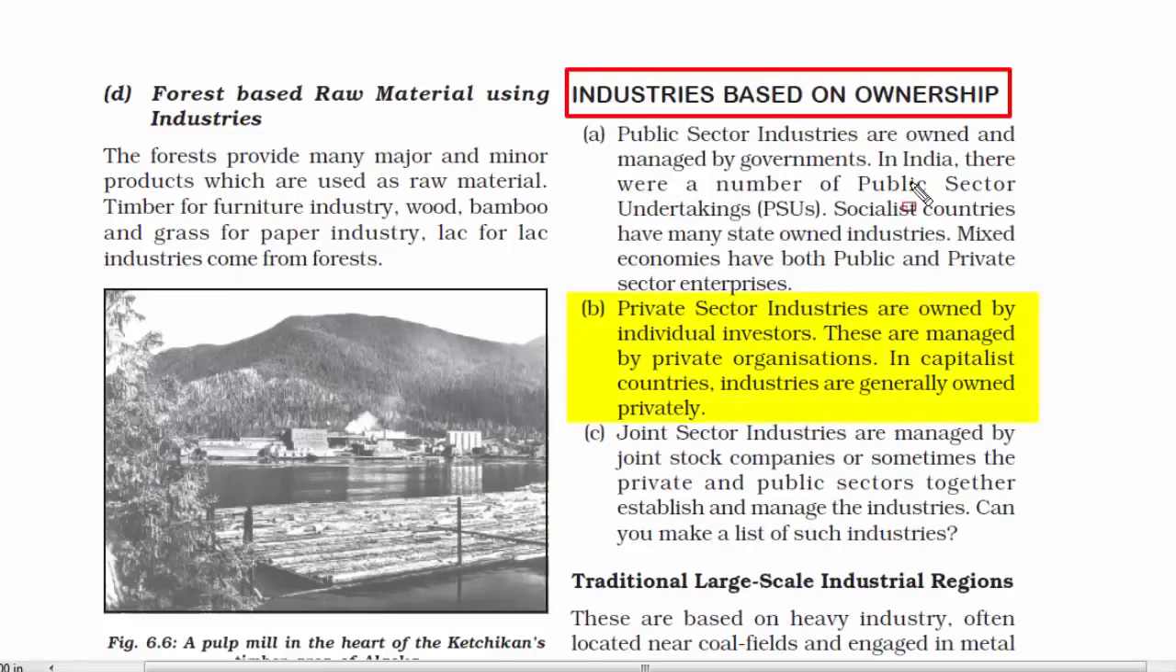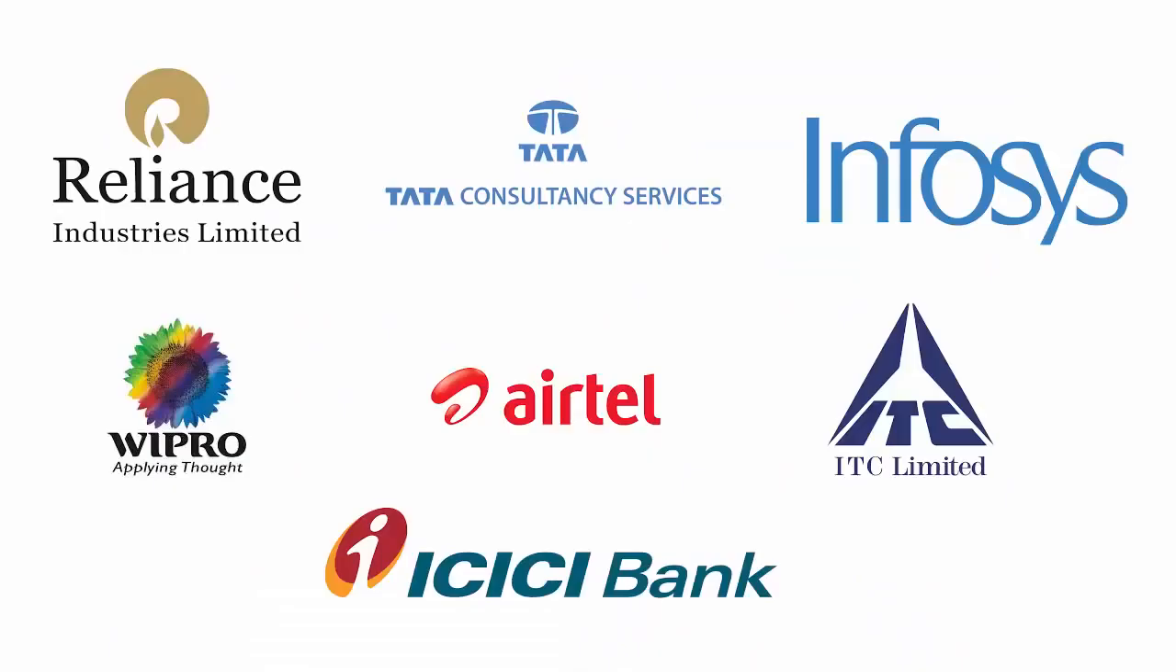The second one is private sector industries. It is owned by individual investors. These are what we call private organizations. Some examples are Reliance Industries Limited, Tata Consultancy Services, Infosys Technologies, Wipro Limited, Bharti Airtel, ITC Limited, ICICI Bank, etc.